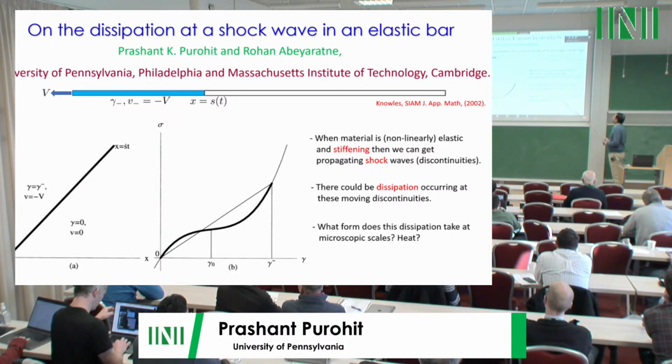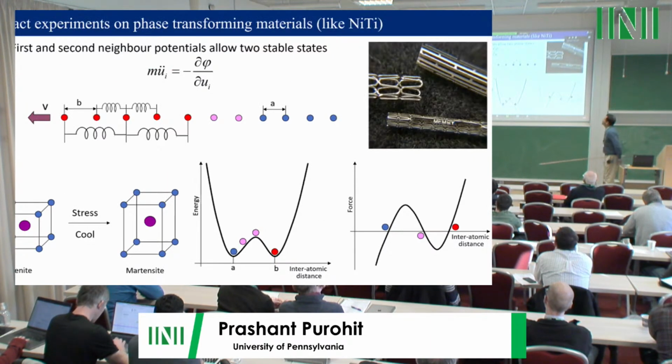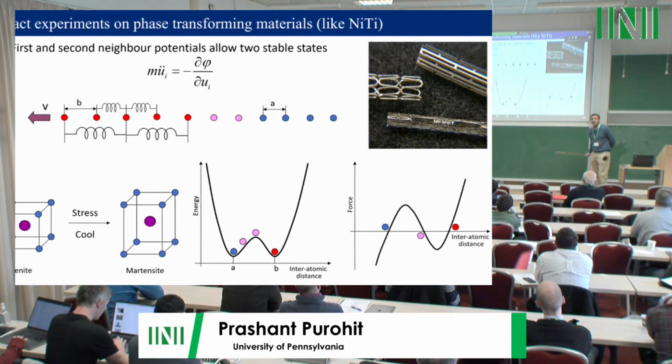Now, what form does this dissipation take at the microscopic scales? That's the question that we are interested in. This is motivation number 1 for the problem that I'm going to show you. Motivation number 2, and this goes back to my days as a PhD student. At that time, I was working on impact on bars made of phase transforming materials like nitinol. Nitinol is a shape memory material that is used in a number of applications in medicine and many other applications even in space technology these days.